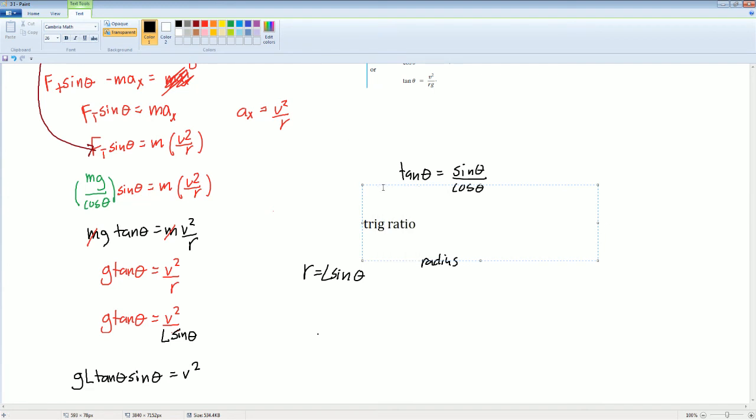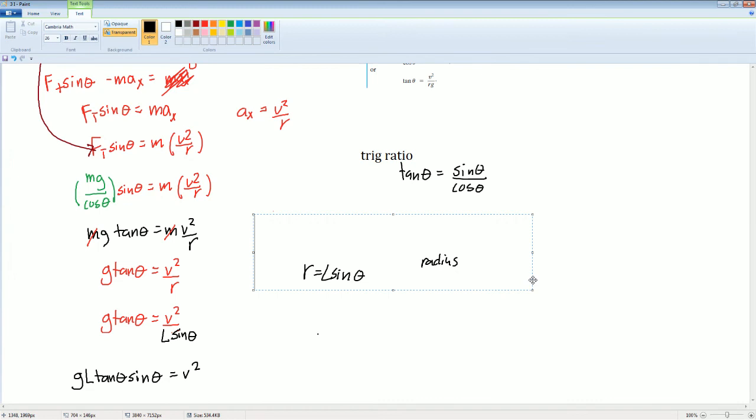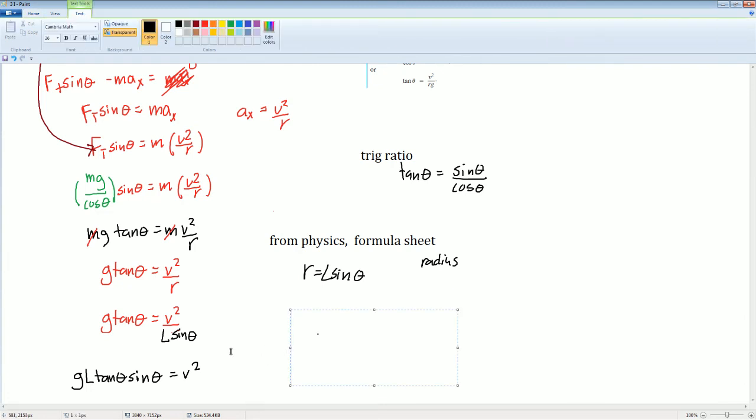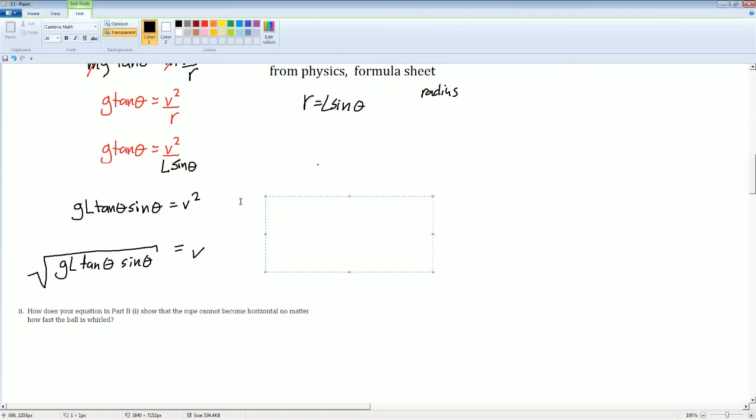You need to know your trig ratio from geometry or IM3. Then here, this is from physics. This is in the formula sheet. The r, the radius, is equal to the L sine theta, right? That's the length times sine theta, okay? And there you go. That's how it should look.